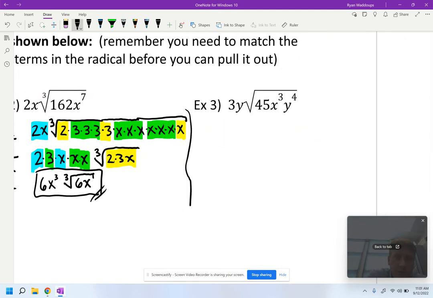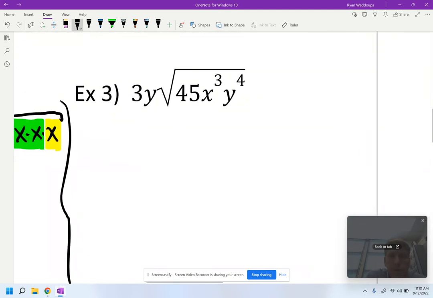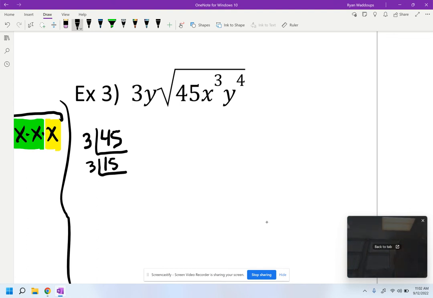Okay, example 3. We've got 45. Over here, I'm just going to go over real quick: 42 won't go into 45, but I always check. 45 is not even, so 2 won't. But then I go to the next prime number that's bigger than 2, which is 3, and 3 will go into 45, and it goes in there 15 times. 3 goes into 15 5 times, and 5 is prime, so we're done.